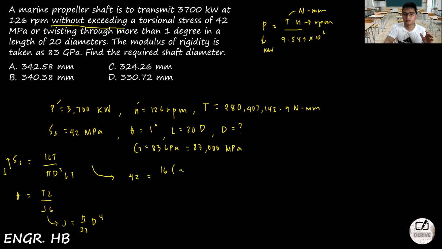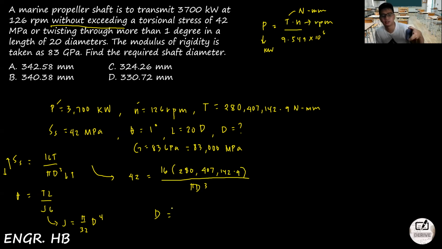So 16 times torque, which is 280,407,142.9 divided by pi d cube. Ibig sabihin, pwede na natin kunin si d cube or si diameter. Ang technique dito, guys, since we're going to get the torque again on the angle of twist, so itago nyo na yung torque, shift store A nyo na, para hindi na tayo mag-type o mag-compute pa mamaya dun sa angle of twist. So it will become 16 times the answer times pi sa ilalim times 42 sa ilalim. Cube root mo yung answer, and it is 323.97 millimeter.